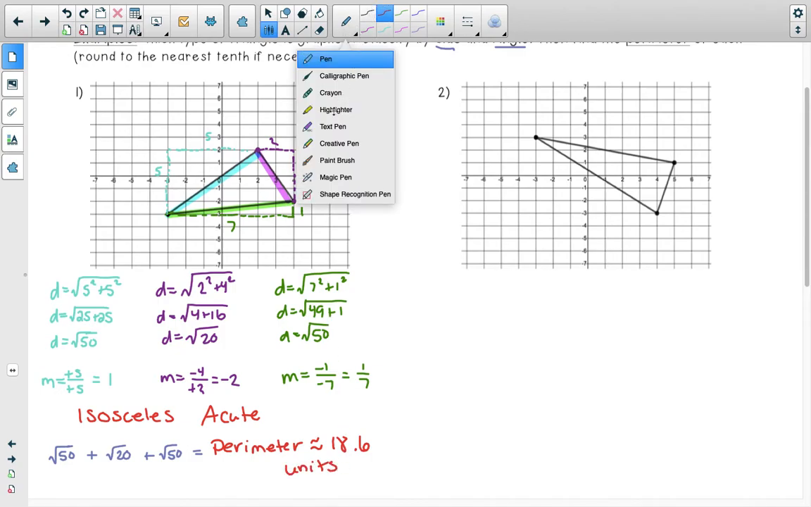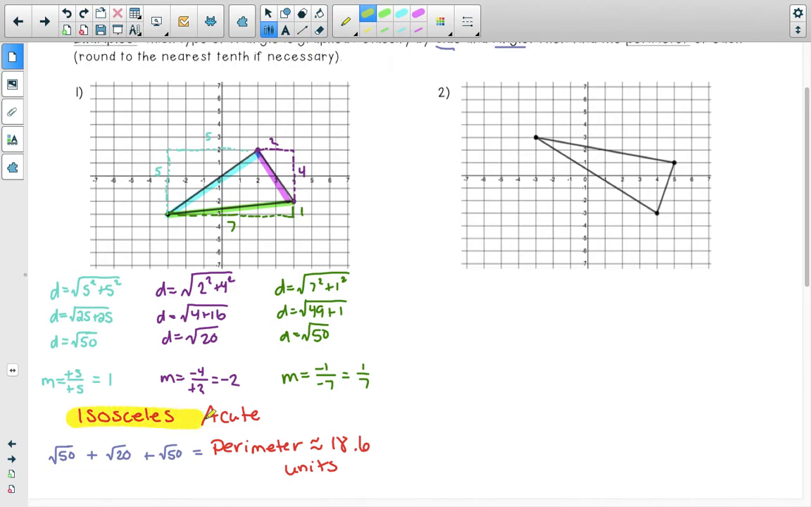So now we have our entire name. It's isosceles and it's acute, and we have the perimeter to be approximately 18 and 6/10 units.